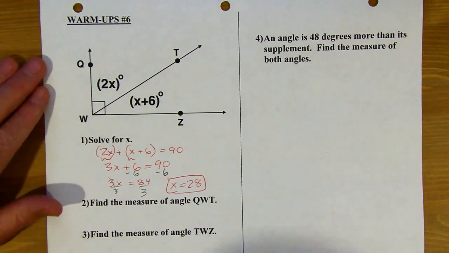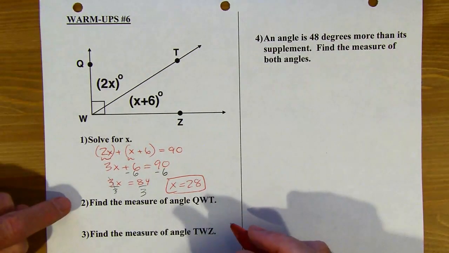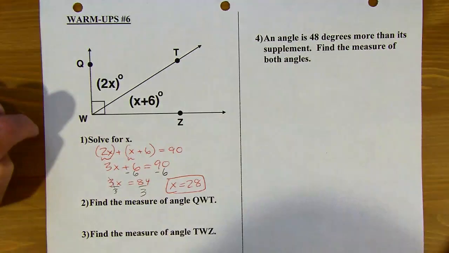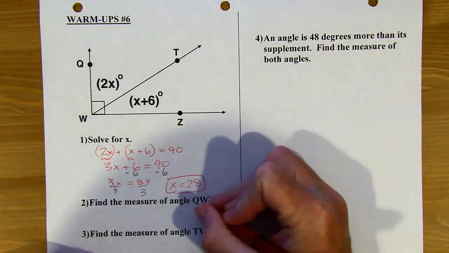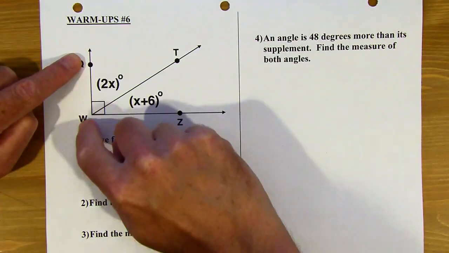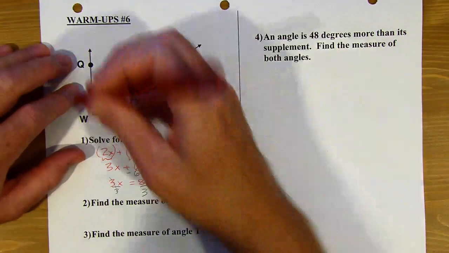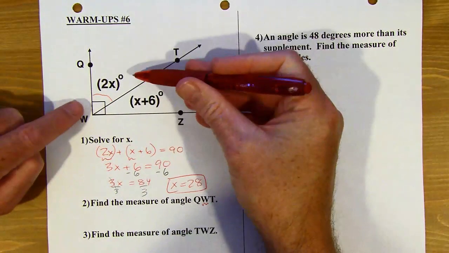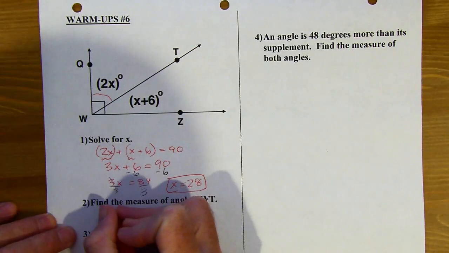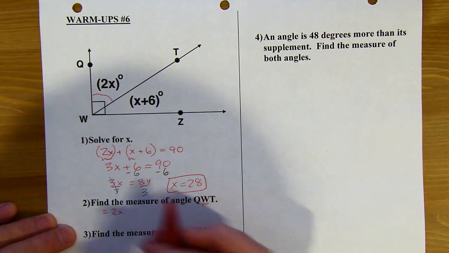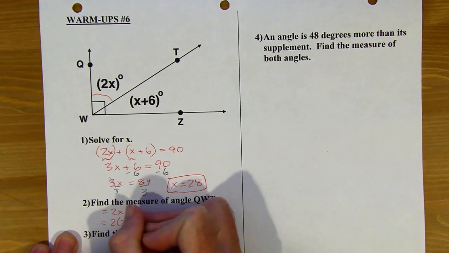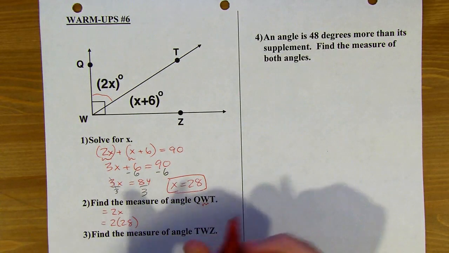Okay, the second problem says find the measure of angle QWT. So QWT, the way you name angles, the middle letter is always going to be the vertex, okay? So I'm kind of just going to read them in order. QWT, that means that's going to be this angle. So it's going to be the angle with the 2x in it, okay? So the measure of this angle is going to equal 2x, but hey, now we know x is 28, so 2 times 28, and then that's going to come out to 56.